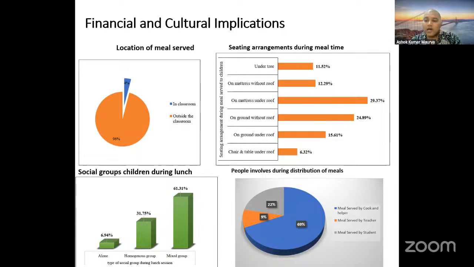Who are the persons involved? Who was the face, meaning with whom are the children interacting mostly? So around 70% of children are served meals by the cook and helper. Around 9% of children are served meals by the teacher, and 22% of children are served meals by the students.